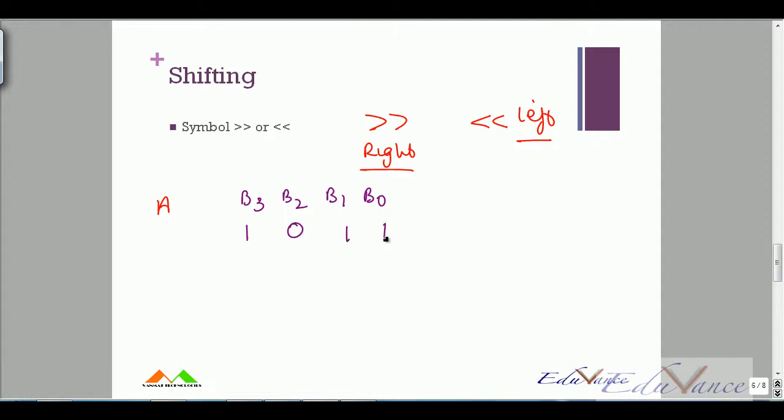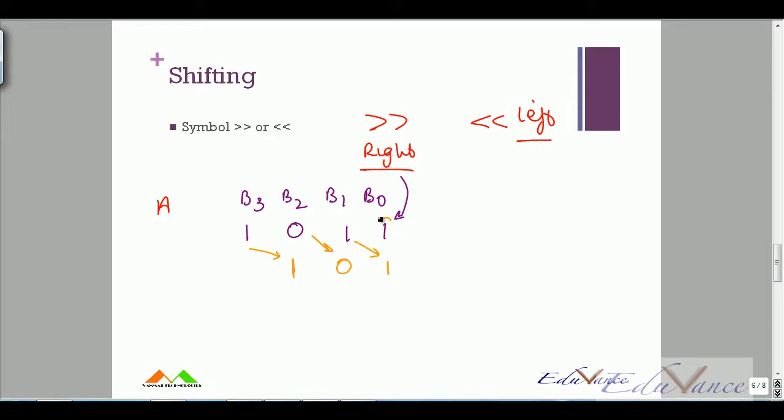Now if I would perform a right shift operation on this, in effect what I would get is this shifts 1 bit, so B2 would be 1 now, B1 will become B2, which is this, B0 will become B1, which is 1.